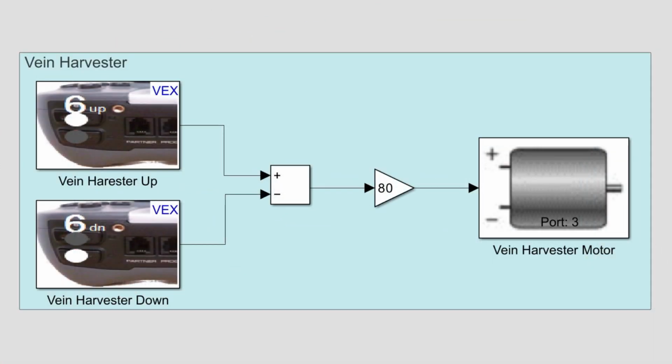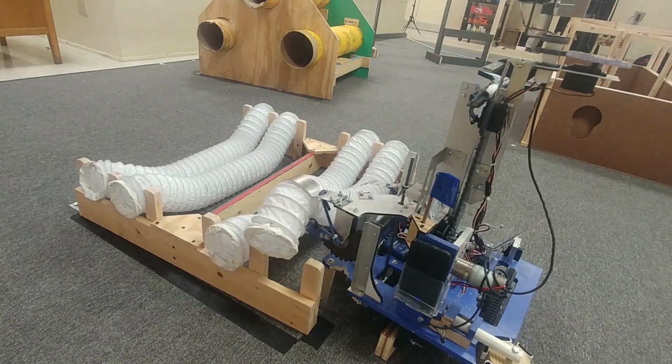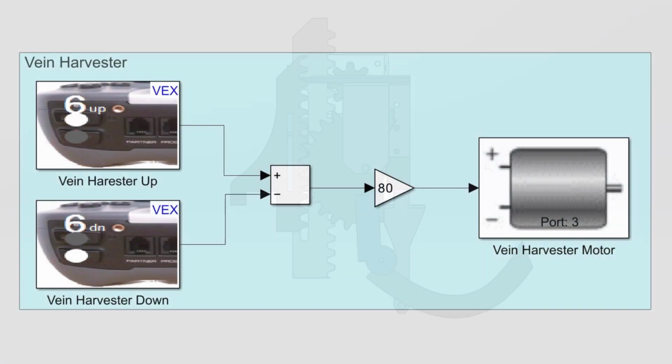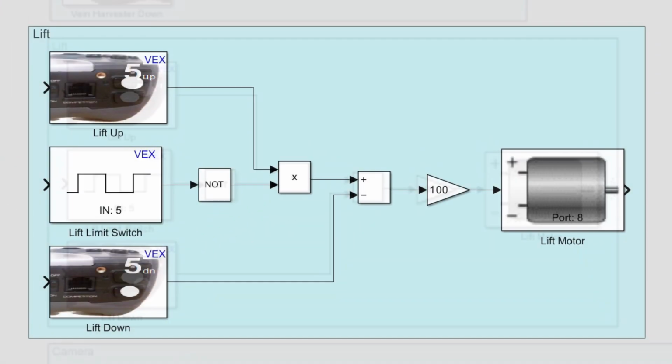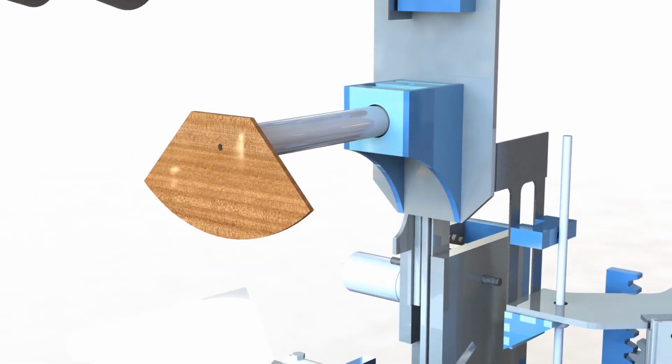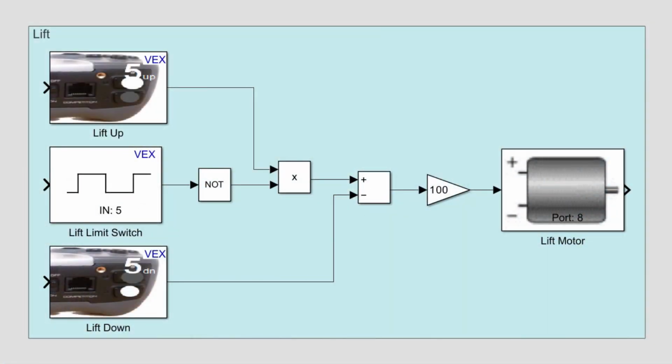The vein harvester mechanism, which is used for the coronary artery bypass procedure, is raised and lowered with 2 buttons. We used the subtract and gain blocks to feed the 2 button inputs into the DC motor that manages the front vein harvester. A similar system controls Gray's lift code, which simultaneously adjusts our multi-tool height, camera height, and an additional rear vein harvester. A limit switch prevents the lift system from moving too far upwards and accidentally damaging Gray.